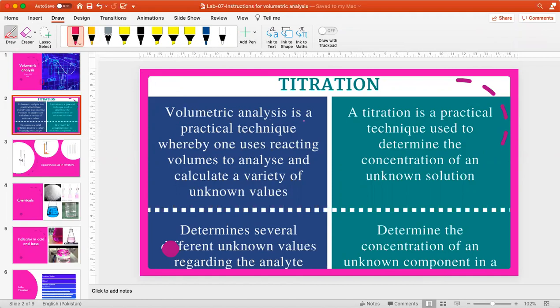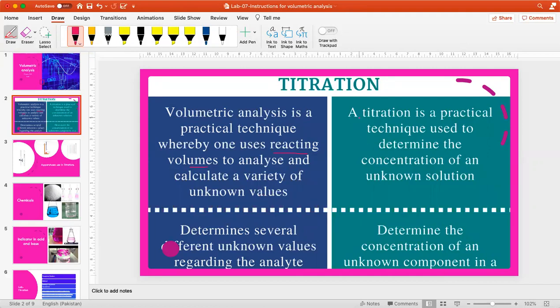a practical technique whereby one uses reacting volumes to analyze and calculate a variety of unknown values. So the basic theme is that we have the known values for one substance, and using those known values we can calculate the values of unknown quantities for a large number of substances.